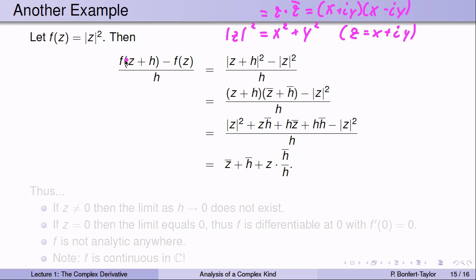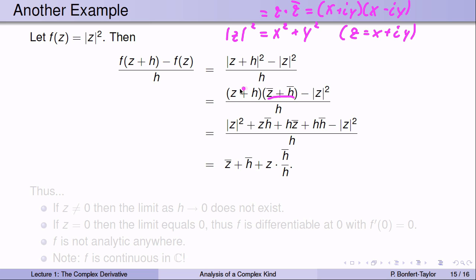Let's apply that in our case here. We need to look at the difference quotient, which is f of z plus h minus f of z divided by h. F of z plus h is the absolute value of z plus h squared. F of z is the absolute value of z squared. And now we use the fact that the absolute value squared can be obtained by taking the complex number and multiplying it with its conjugate. The conjugate of z plus h is the conjugate of z plus the conjugate of h. And we subtract from that still the absolute value of z squared.